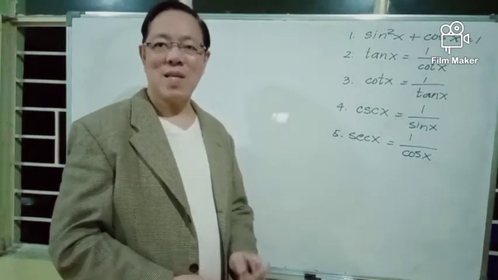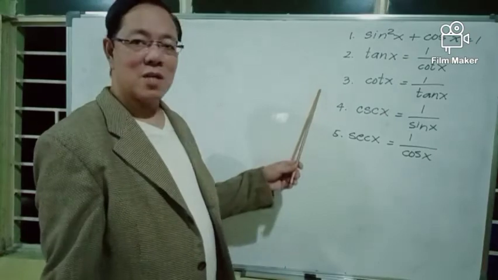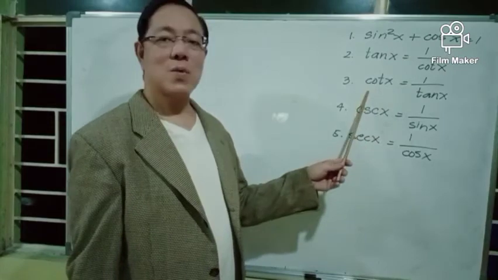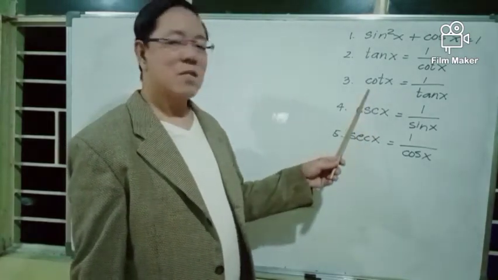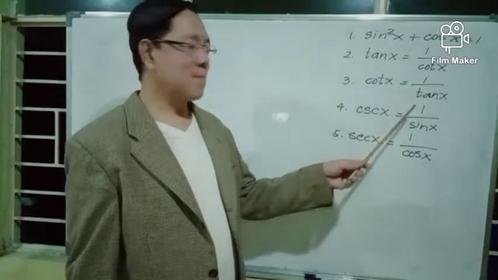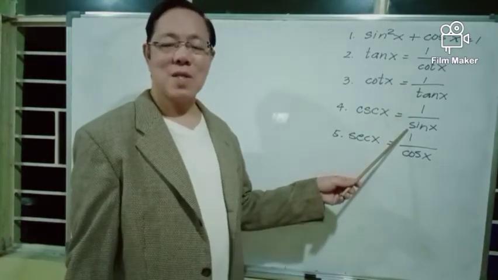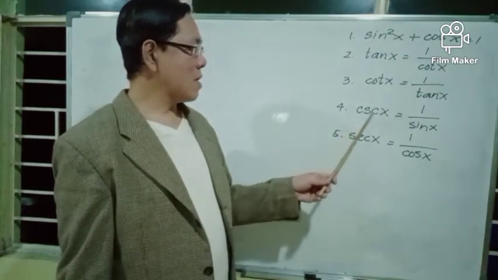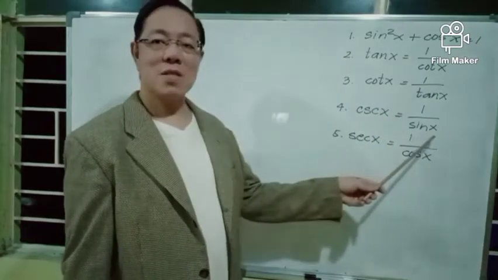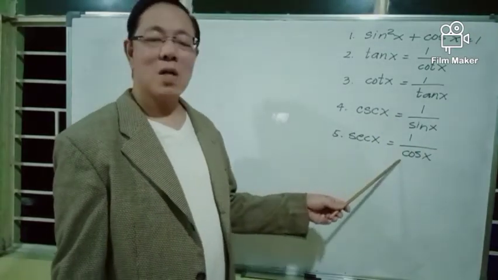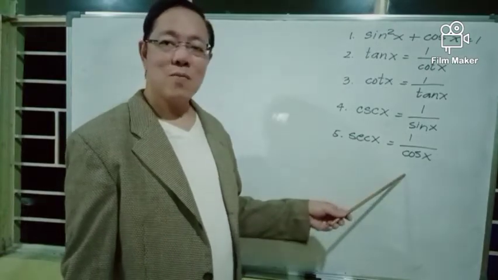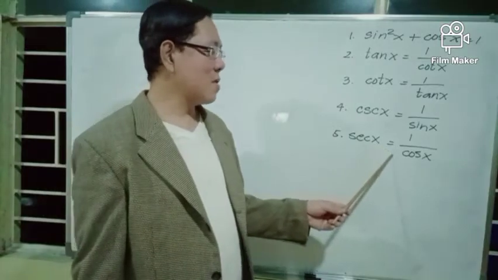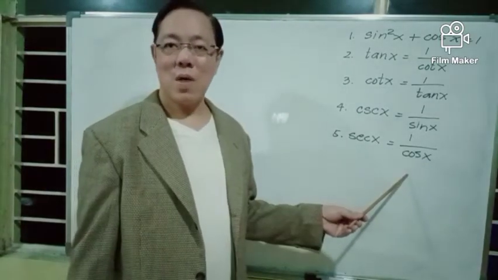We have the following reciprocal relations. The reciprocal of tangent, denoted by 1 over tangent, is equal to cotangent x. Or cotangent x equals the reciprocal of tangent. The reciprocal of sine, denoted by 1 over sine, is the same as cosecant x. Or cosecant x equals the reciprocal of sine. The reciprocal of cosine, denoted by 1 over cosine, is equal to secant x. Or secant x equals the reciprocal of cosine.